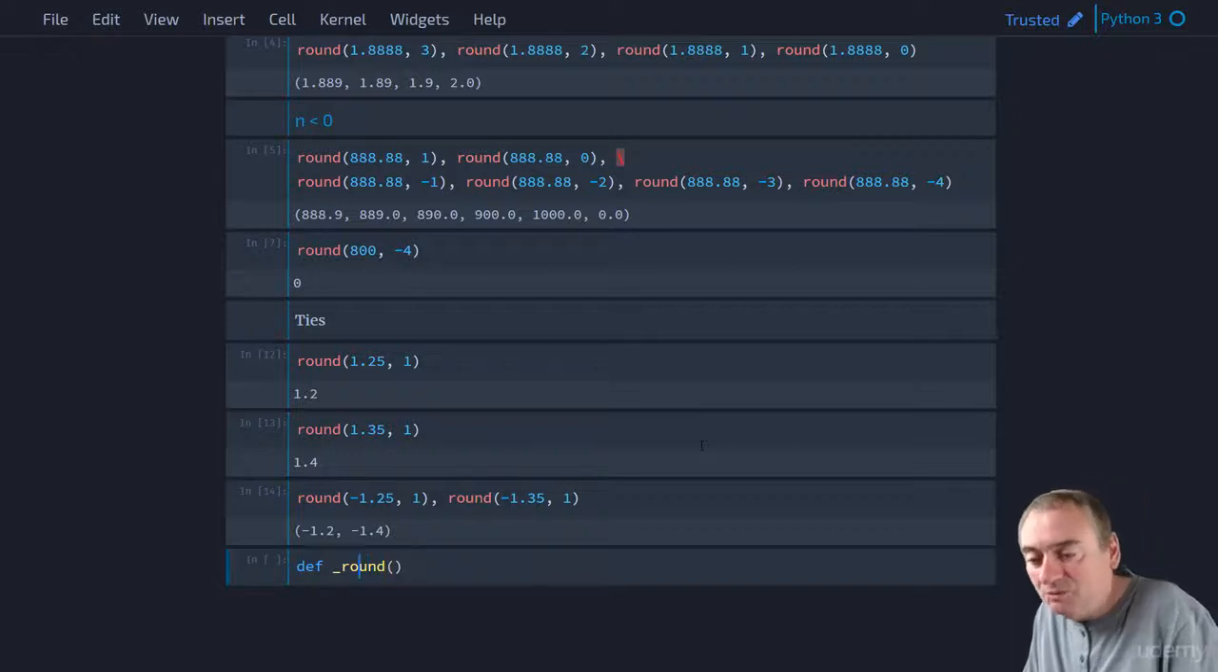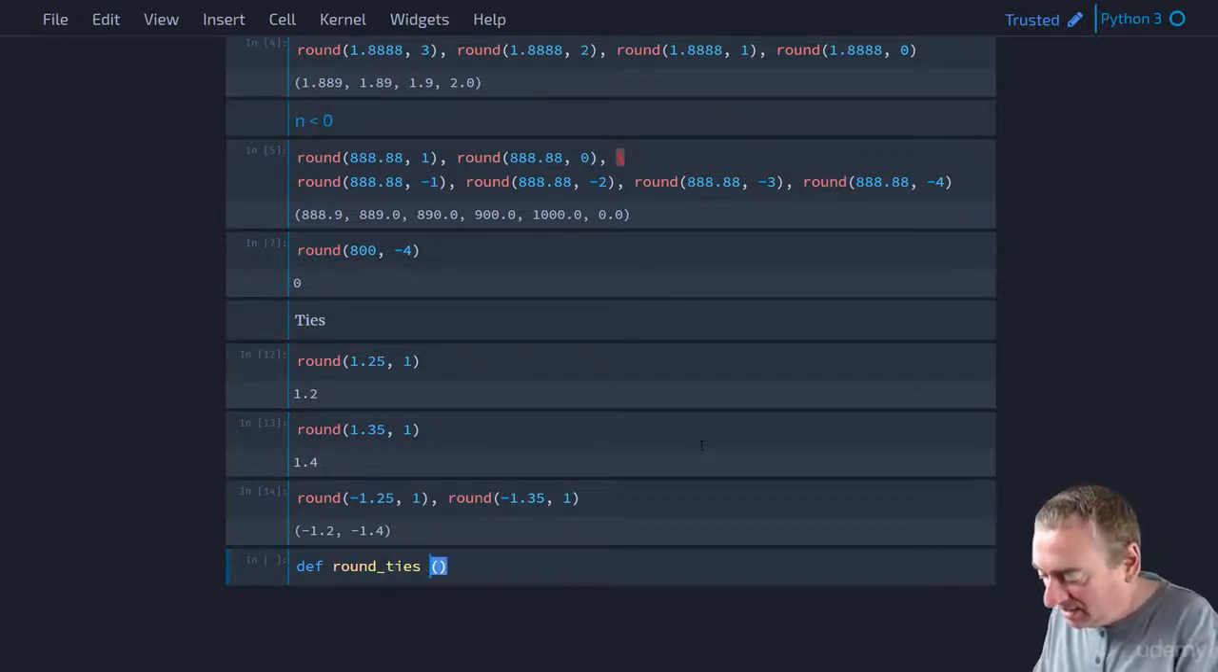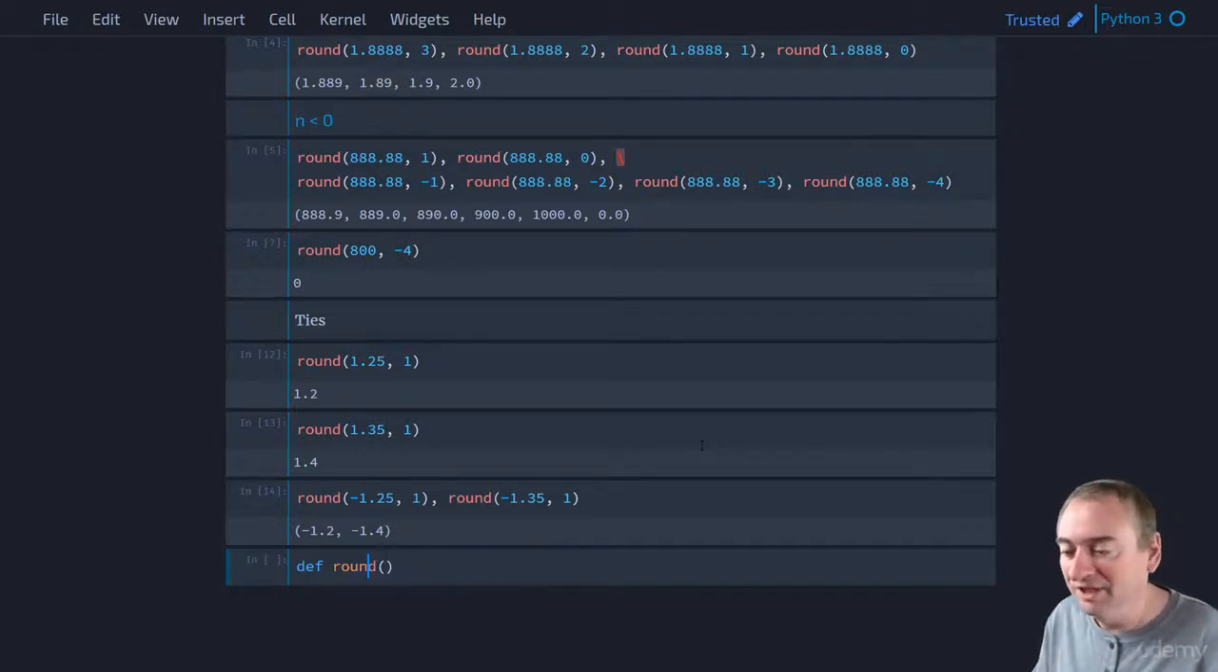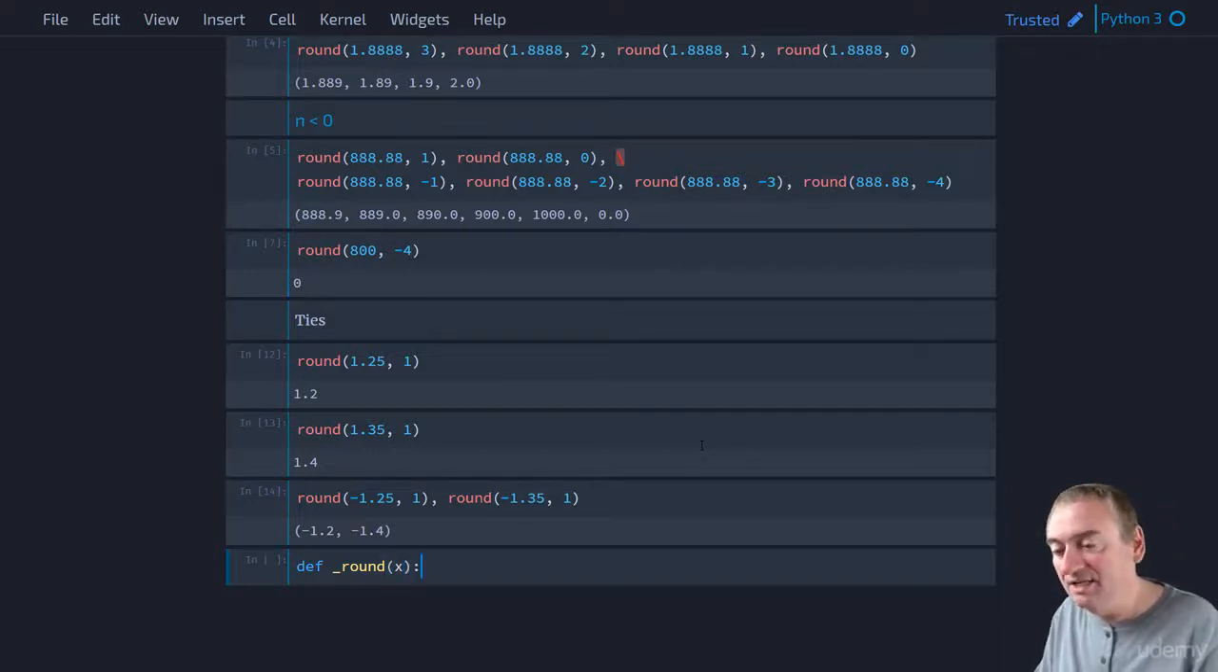But, you know, maybe that's not what you want to do. Maybe you want to say round ties away from 0. You can certainly do that as well. I don't want to have to write that every time I call the round function. So I'm just going to call it underscore round. And now this is only going to round to an integral value. Okay, so this technique only works for rounding to an integral value.